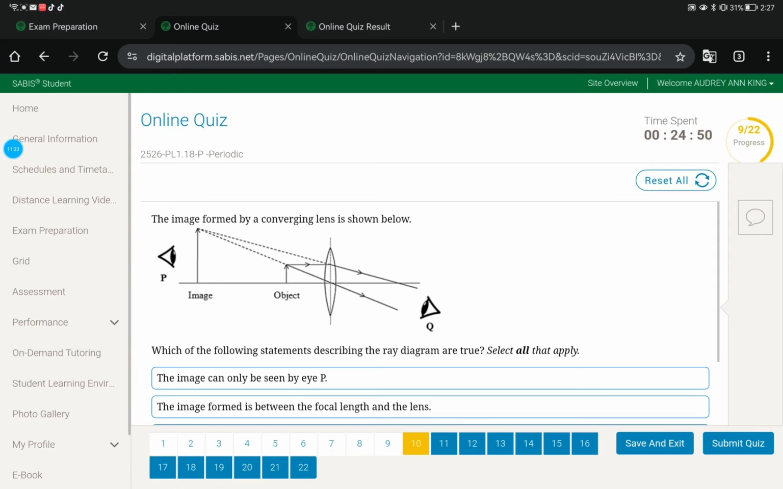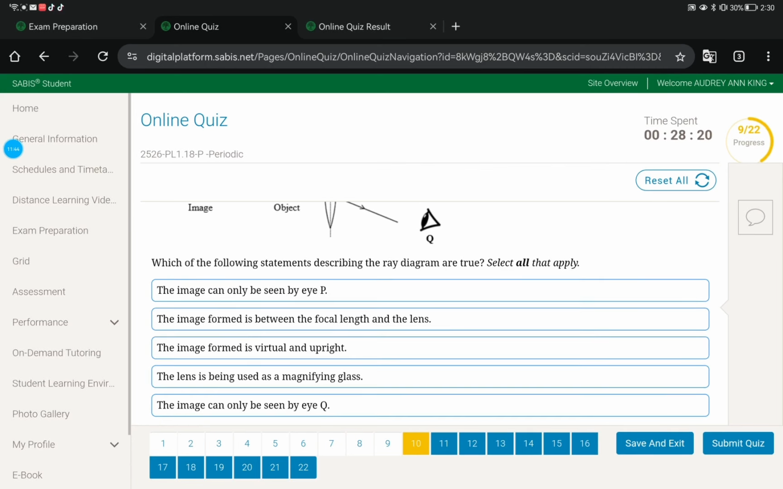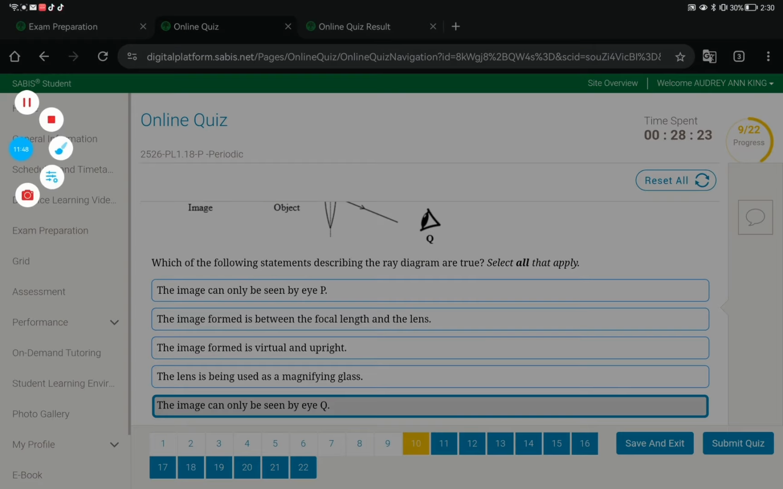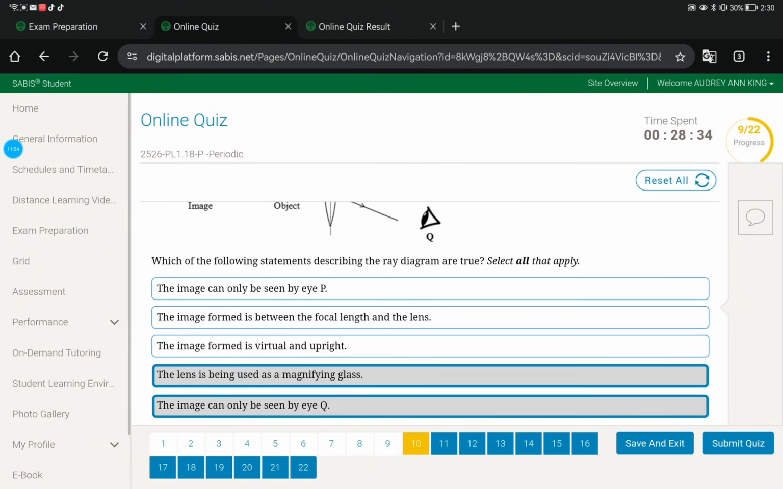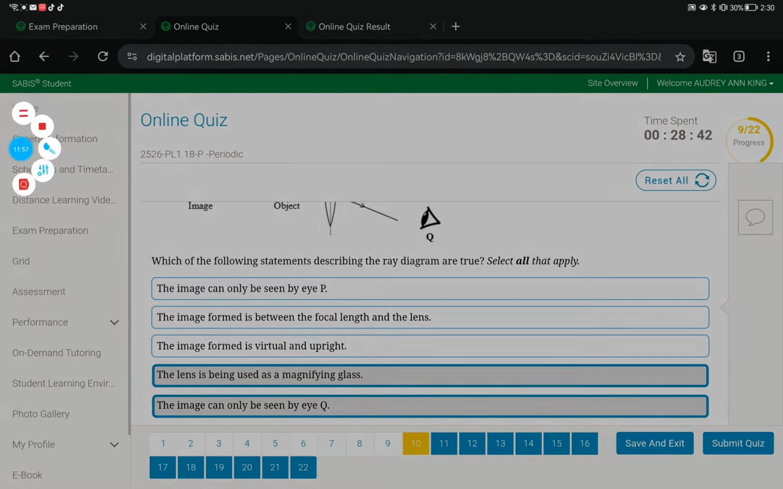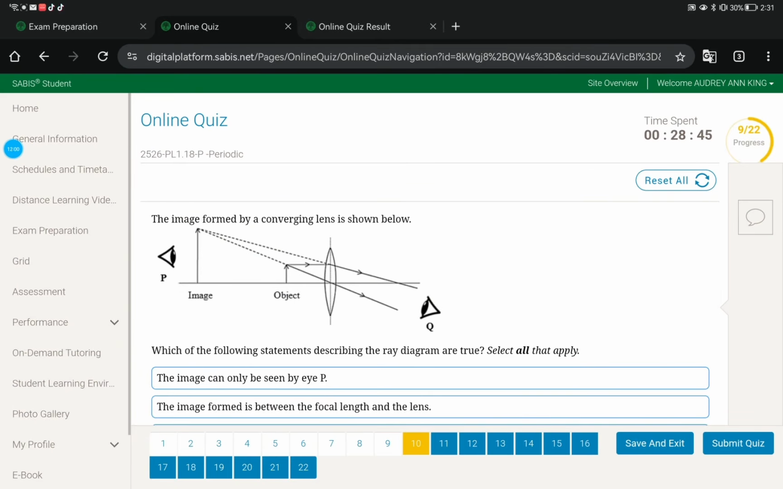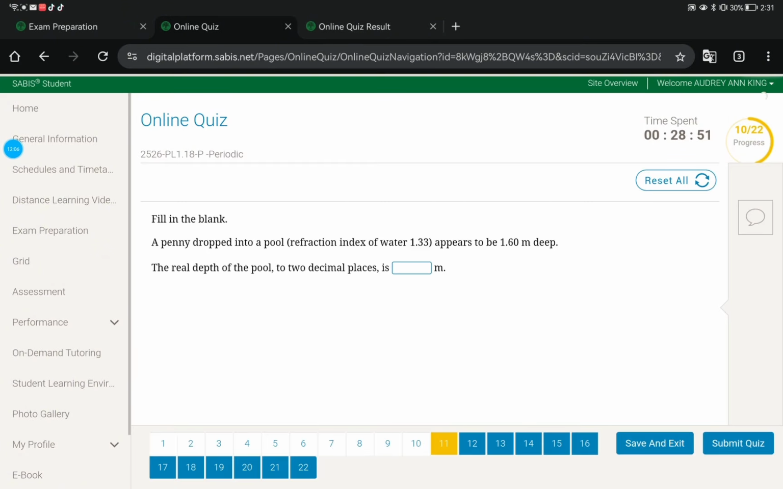The image formed by a converging lens is shown below. Which of the following statements describing the ray diagram are true? We can see in this diagram that the image is inverted and appears larger than the object, which means a real image is going to be formed. Because a real image is formed, it can only be seen by Q. We can also see that the image is larger than the object, meaning it can be a magnifying glass. And we can notice about the image that it is virtual because it is behind the object, and it is upright. So that's why it's not.